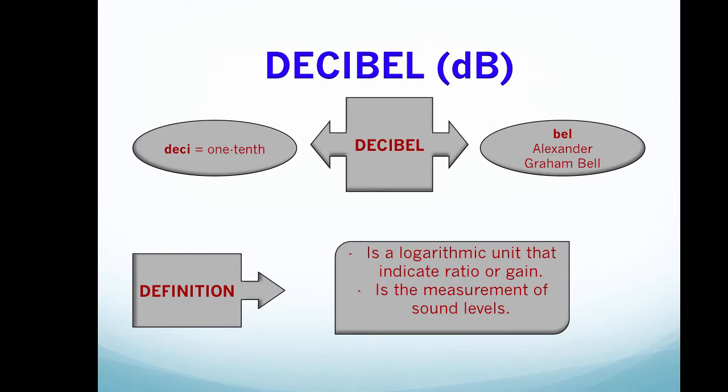Decibel. The term decibel is actually two words: deci, meaning one tenth, and bel, named after Alexander Graham Bell, which is why the B is always written in uppercase. Definition: it is a logarithmic unit that indicates ratio or gain and is the measurement of sound levels.